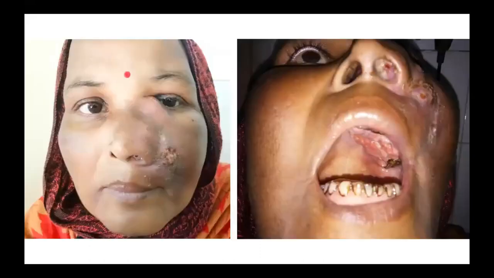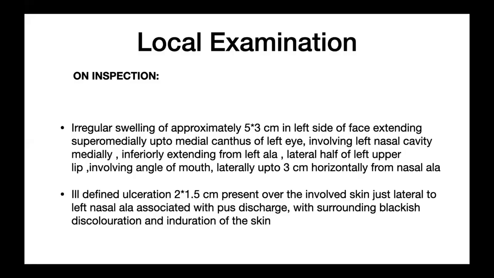These are the clinical photographs of the patient. On inspection, there was an irregular swelling of approximately 5 into 3 centimeter on the left side of the face, extending superomedially up to the medial canthus of the left eye, involving the left nasal cavity medially, inferiorly extending from the left ala, involving the left half of the upper lip up to the angle of the mouth, and laterally 3 centimeter horizontally from the left ala.